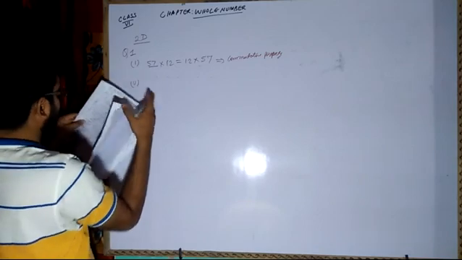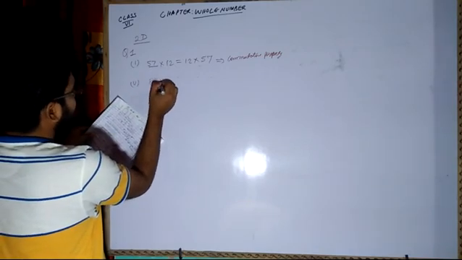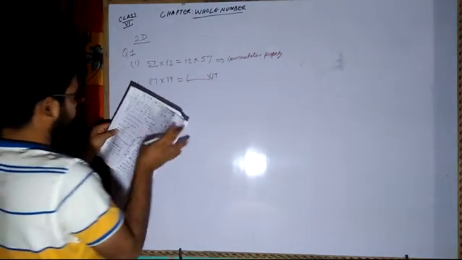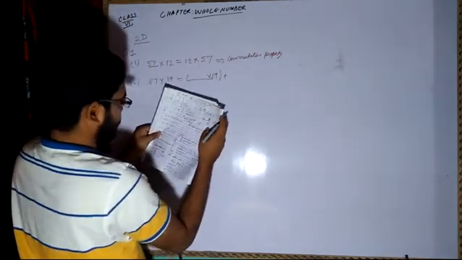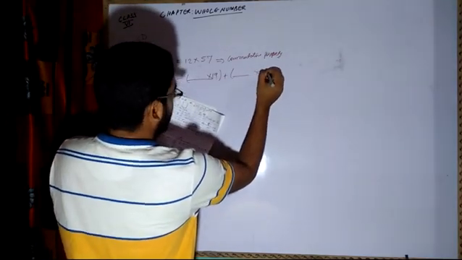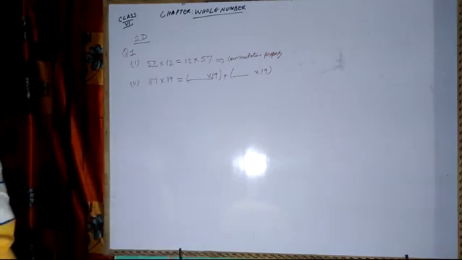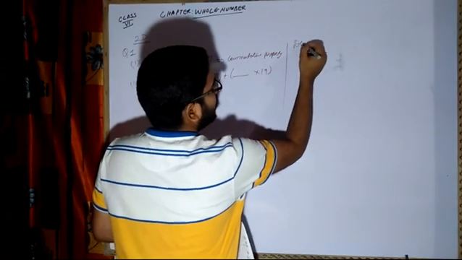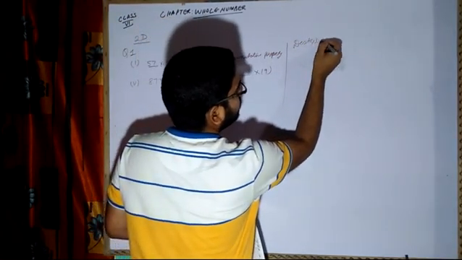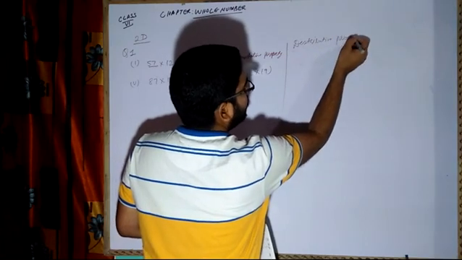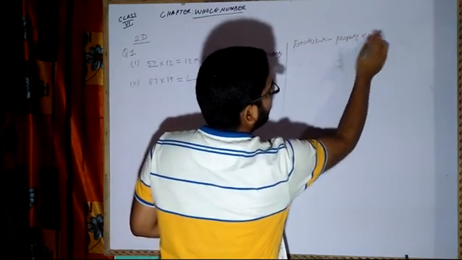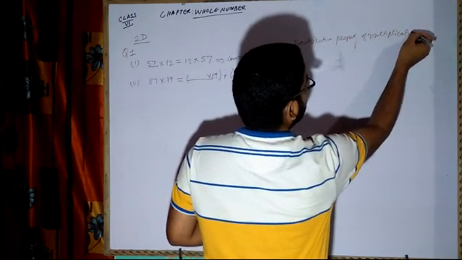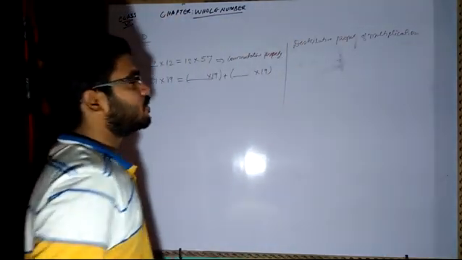Now in this only we are having the fifth subpart. I have taken subpart fifth, that is 87 into 19 is equal to dash into 19 plus dash into 90. Now this is the distributive property, my dear students, and I missed explaining the distributive property to you. Now, the distributive property of multiplication.